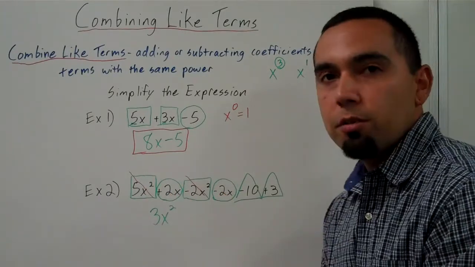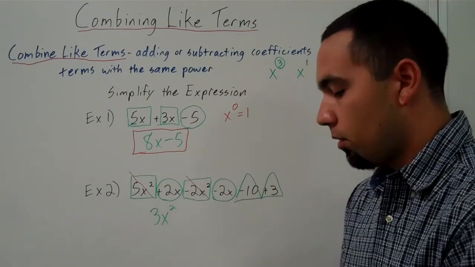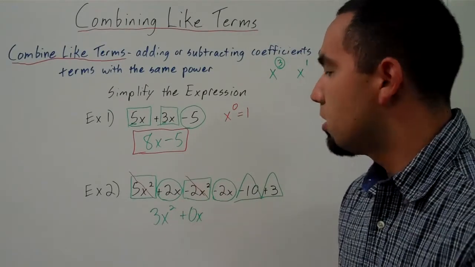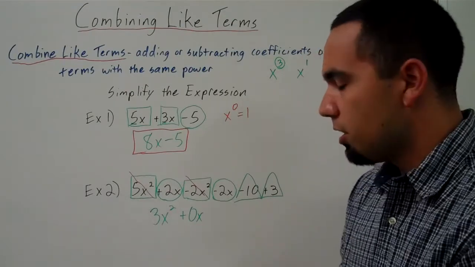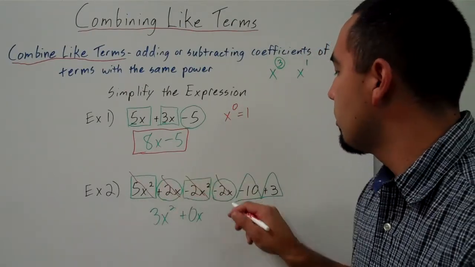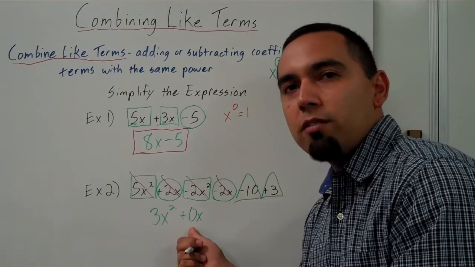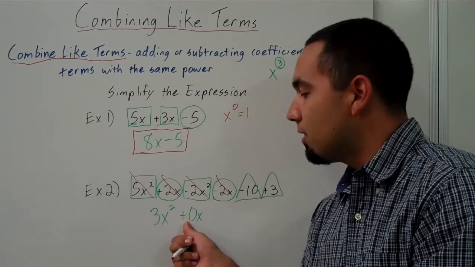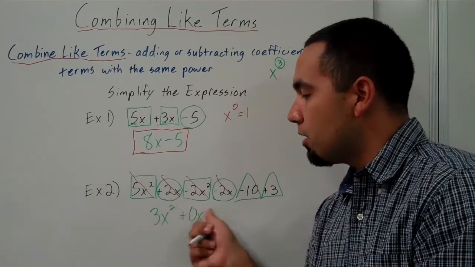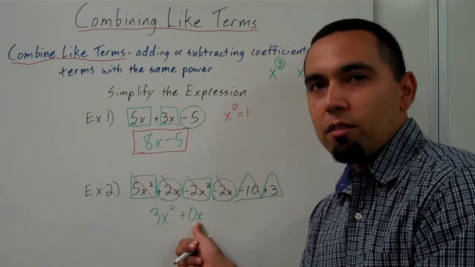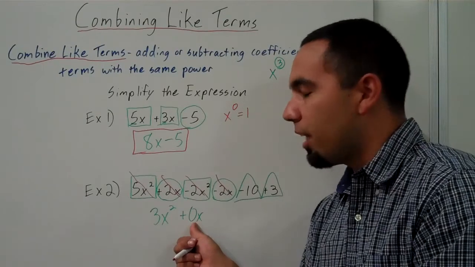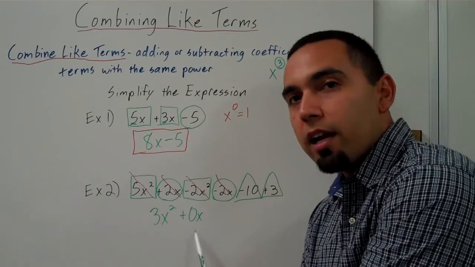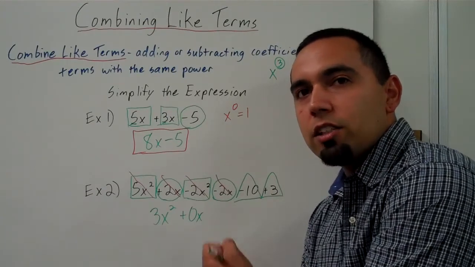2x minus 2x, well, that's actually 0x, right? And since I just used those, I'm going to cross those out. The thing is, in math, whenever we have this, it means 0 times x. And even though I know that it's 0x, in math, mathematicians are really, really lazy. They don't really like writing things, especially when I know that 0 times any number, no matter what x equals, I'm always going to get 0.